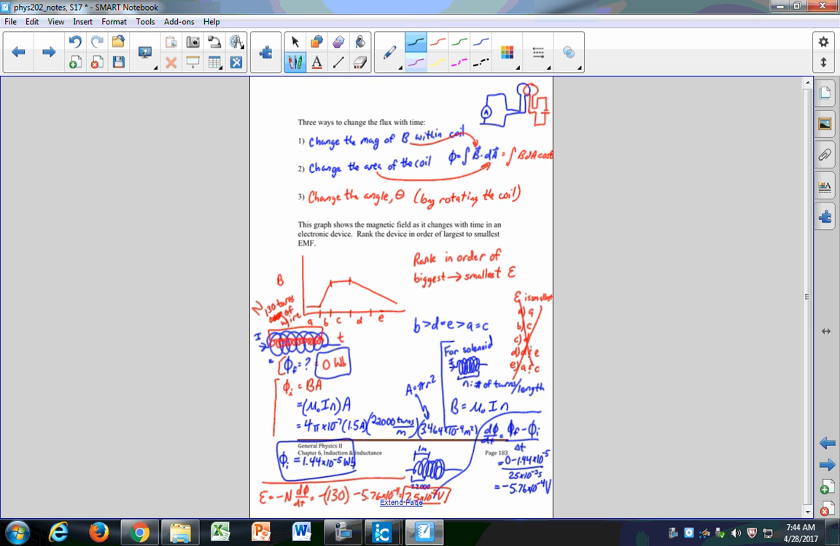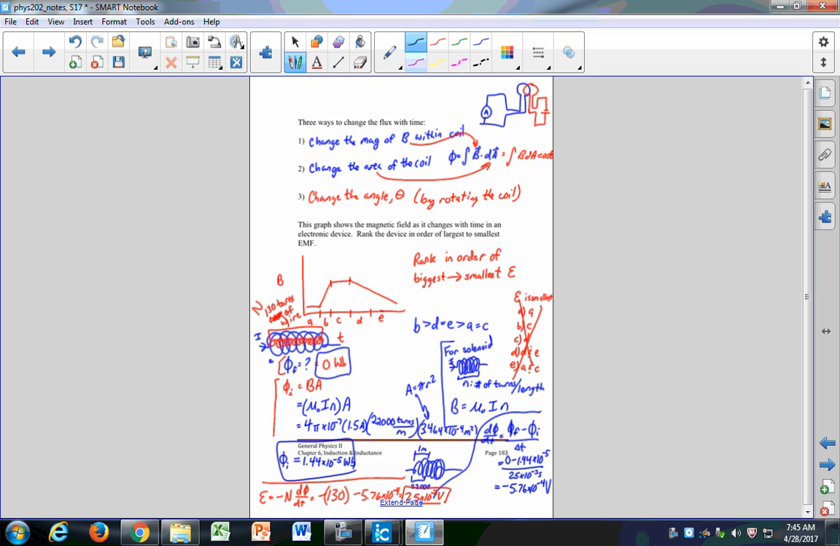So if you remember this, we had a starkly changing magnetic field here, and so that's our biggest induced EMF, our biggest electric field that's induced. This is the next biggest change in magnetic field, so that's the next biggest EMF. And in these two cases, the magnetic field is not changing at all, so there is no EMF induced at all. So in order to have an induced EMF given by Faraday's Law, N times dΦ/dt, you have to have a changing magnetic field. Not just a magnetic field, but it has to be a changing magnetic field.